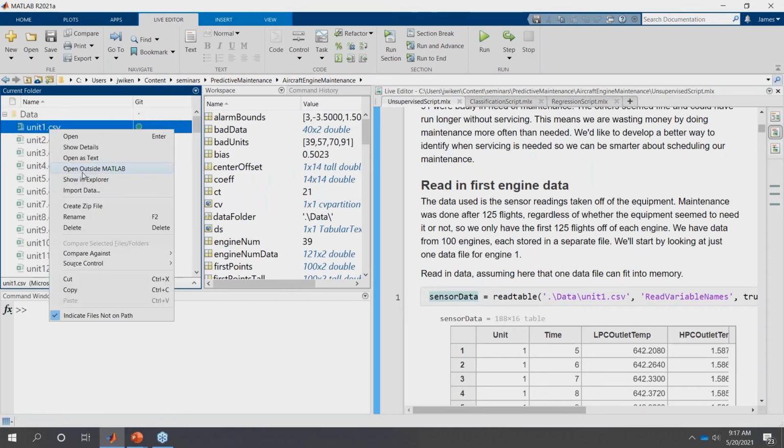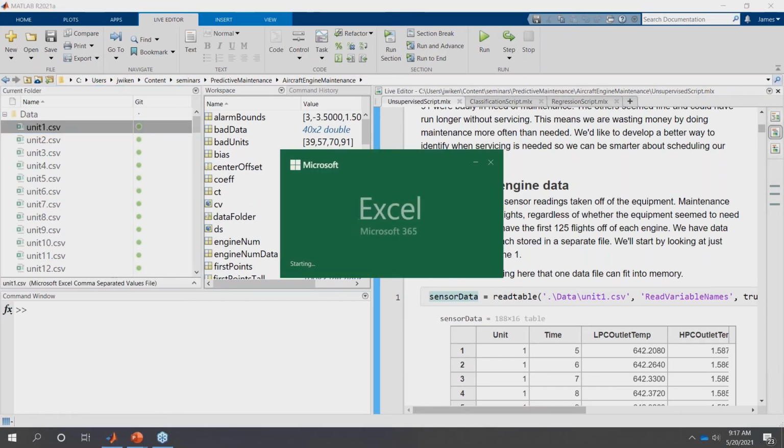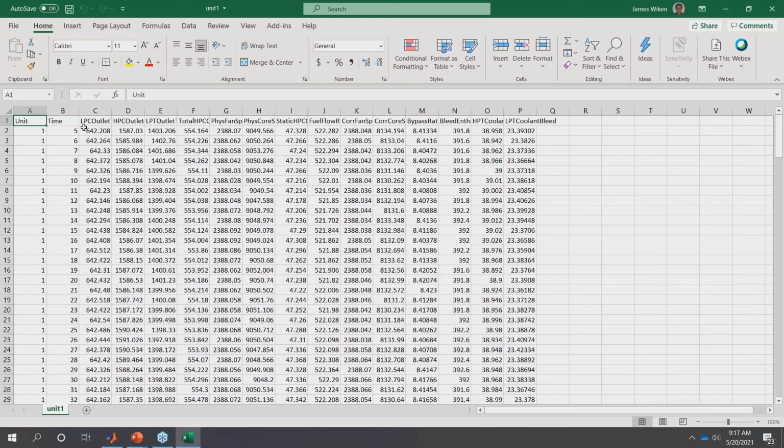I'll open one up in Excel really quick, just so we can get a quick high-level look at it. This is for one particular engine. The time here is for each flight, so this is a cycle up and down. And then we've got essentially an averaged value of each of these different sensors for that particular flight. So we're seeing things like temperature, pressure, fan speed, bleed, things like that. Some pretty standard stuff when it comes to a jet engine.